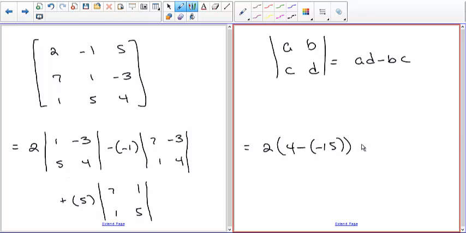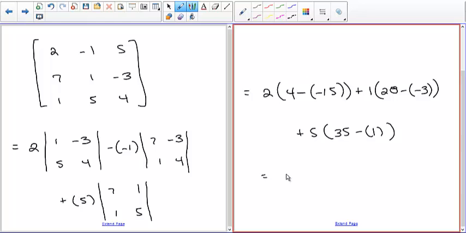Okay, take the next one. You've got negative times the negative, so that's positive 1. And then you take 7 times 4, which is 28, minus negative 3 times 1, which is negative 3. And then finally you have plus 5, and you take 5 times 7, which is 35, minus 1 times 1, which is 1.